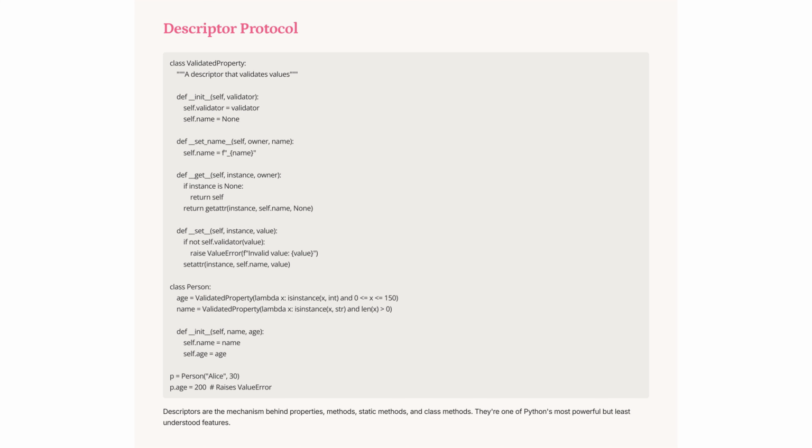Descriptors in Python, like ValidatedProperty, enable attribute validation and management. They use methods like __get__, __set__, and __set_name__ to control access and enforce rules. In the Person class, descriptors ensure age is an integer between 0 and 150, and name is a non-empty string, raising errors for invalid values.